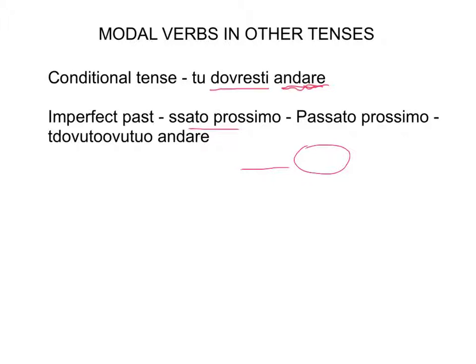In this case, we need to use a form of essere, because the auxiliary verb, which is essere, must agree with the main verb, and andare takes essere. If we had another verb in andare's place, for example, comprare, to buy, we would use avere as the auxiliary verb.